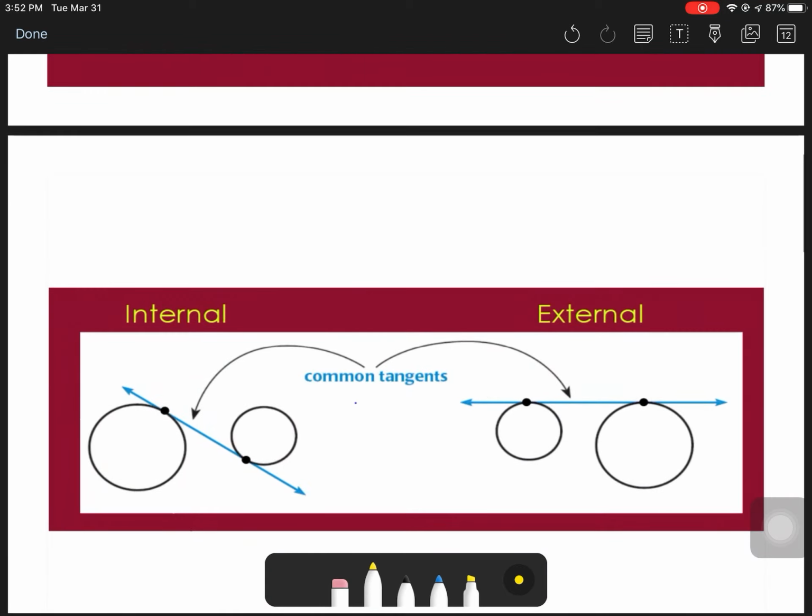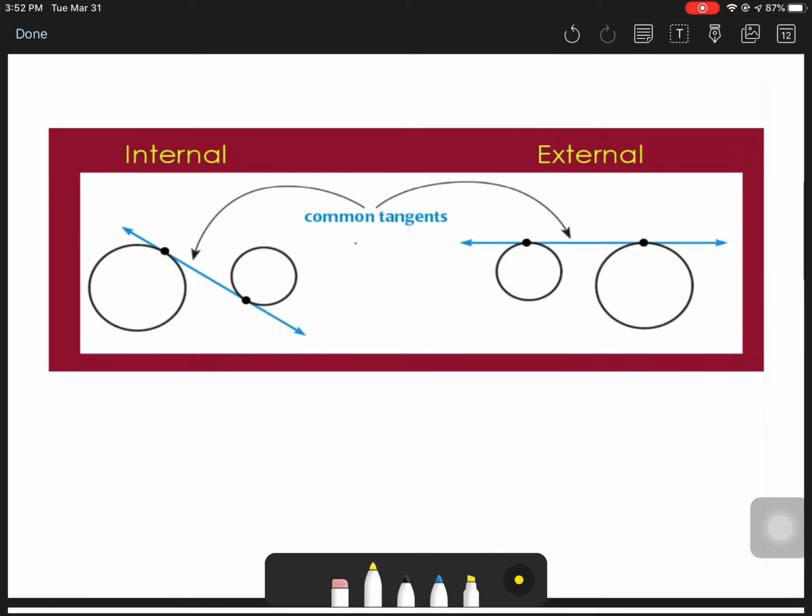A little bit more on that has to do with the types of tangents. We have common tangents where it's a tangent to more than one circle. And there's two different types of common tangents, internal and external. Notice that with the internal tangent, it is tangent to points that are in between the two circles. And then the external tangent is on the top side of both circles.